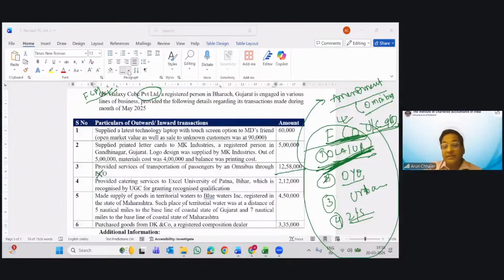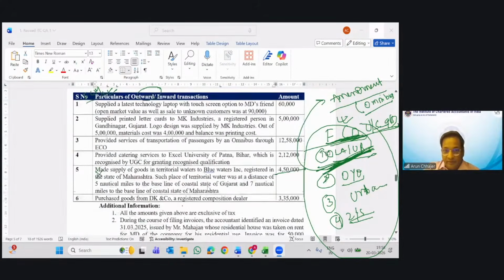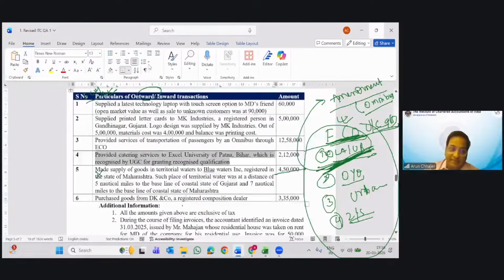See, Navneet, currently we are calculating the liability. So what would be the liability? Will they pay the tax or is it an exempt supply?